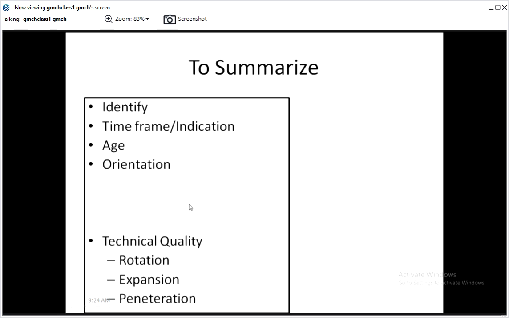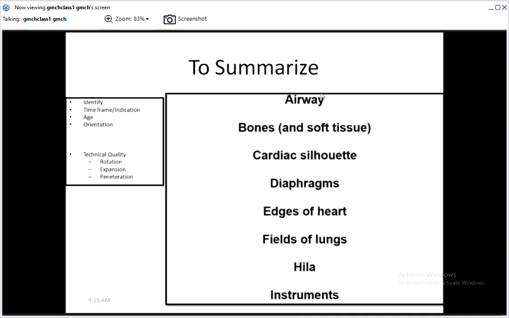Then very important is the technical quality. What is the rotation, is there expansion, is it well expanded, inspiratory or expiratory, and penetration. These three things are very important. And then you have to look for these features: airway, breathing, cardiac rate, diaphragm, edges of heart, fields of lungs, hila, and instruments. And the easier way to remember these is A, B, C, D, E. Okay.